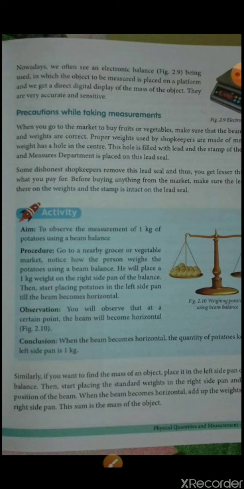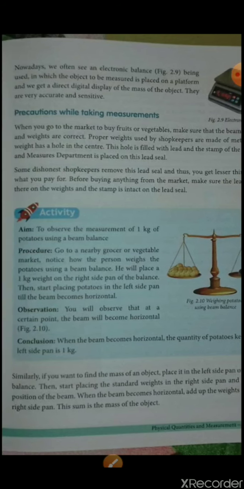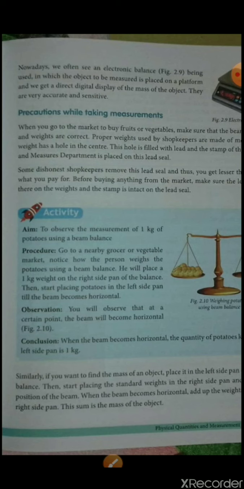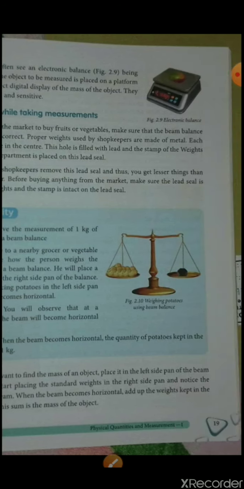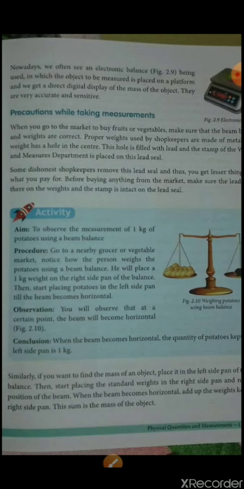But if I want to find the mass of an object, I place it in the left side of the beam, then start placing the standard weights in the right side of the pan. So you can notice the position of the pan. Now what will happen, let me give an example. I'm going to buy some 2.5 kg of rice. So I placed my 2.5 kg in my left pan, and in my right I have kept 1 kg. Now what will happen to the position?